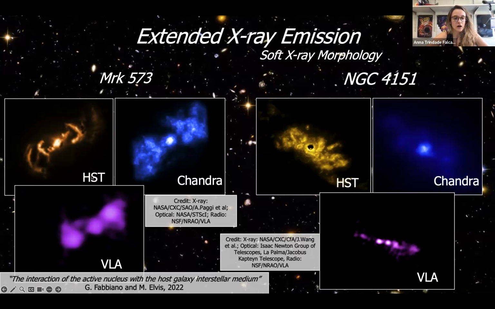Here we have images of these galaxies in three different bands: HST, Chandra, and radio VLA. And we can see, especially for the optical and X-ray images, an overwhelming spatial coincidence of these emissions.